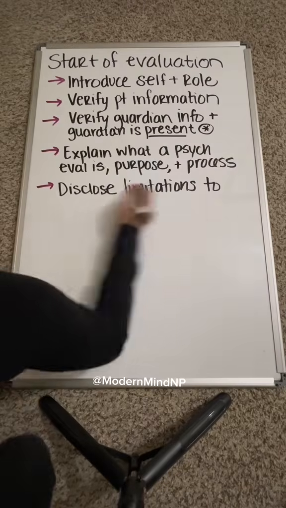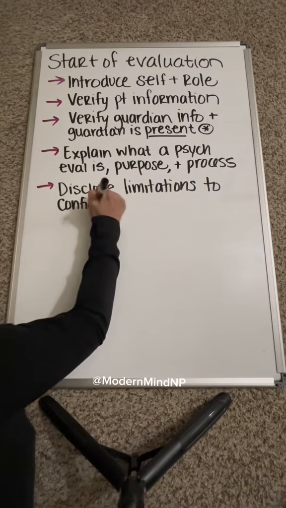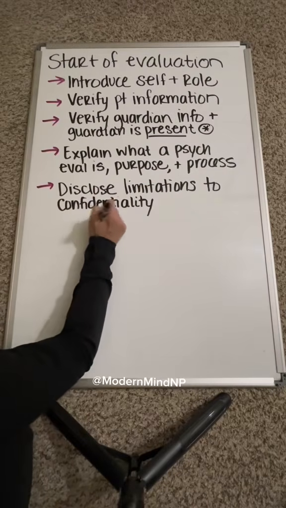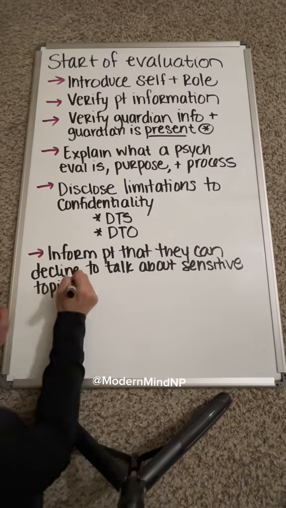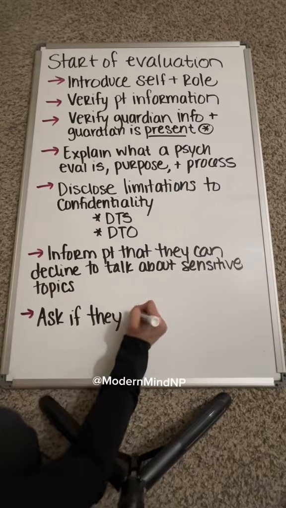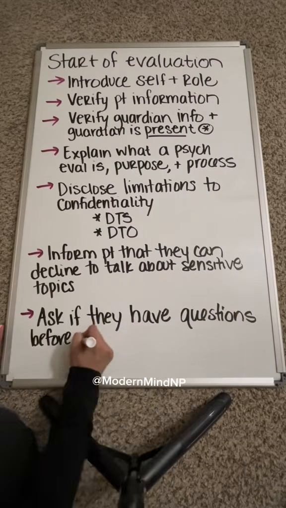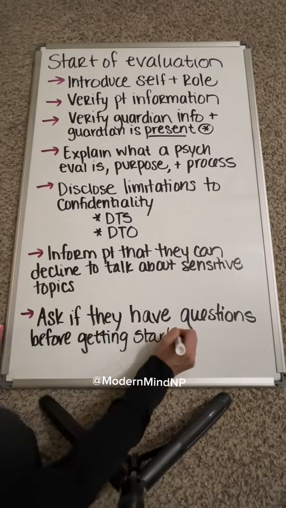It's also important to let them know your limitations to confidentiality, right? So we do have to report anything that involves danger to themselves or danger to others. And then I also inform the patient that they can decline to talk about sensitive topics. And I ask them if they have any questions before we get started.